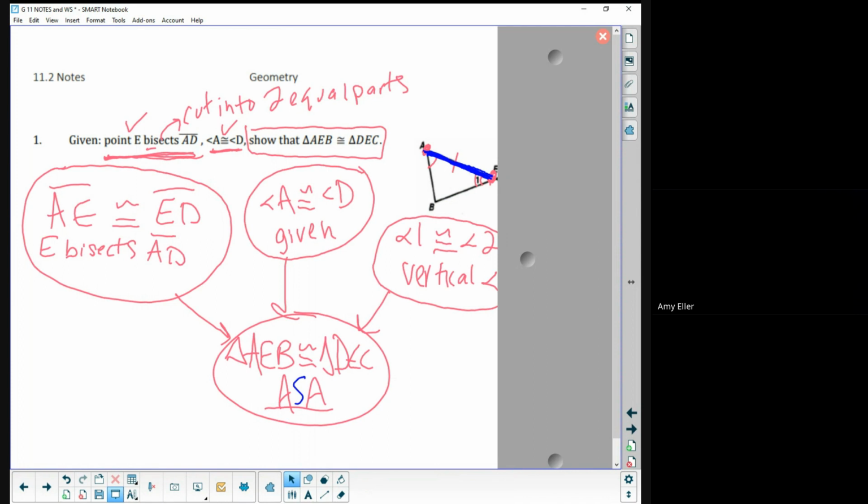So as you see, no new content, just explaining how we got angle, side, angle for these to be congruent.